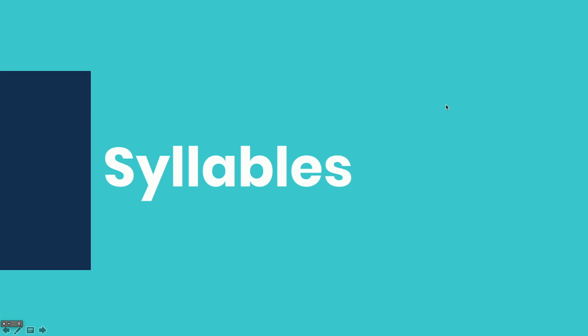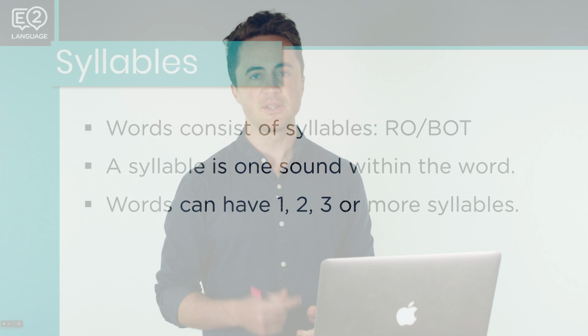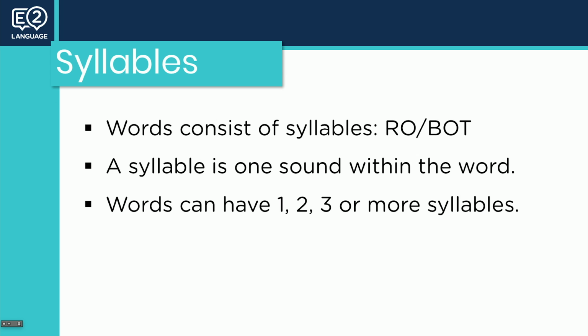Okay, so syllables. What is a syllable? Well, words consist of syllables. For example, look at this word here, robot. There are two syllables, robot. Your mouth makes two movements, if you like. They're the syllables or the two sounds of that word. So a syllable is one sound within the word. Words can have 1, 2, 3, or more syllables. Depends on the length of the word.